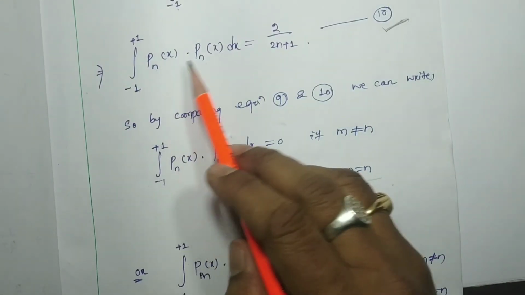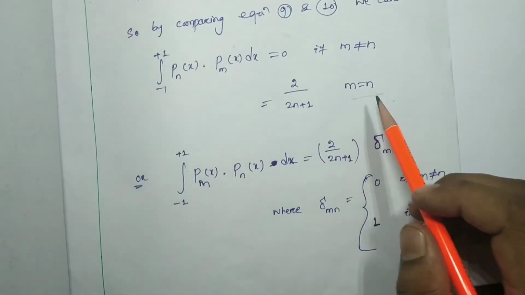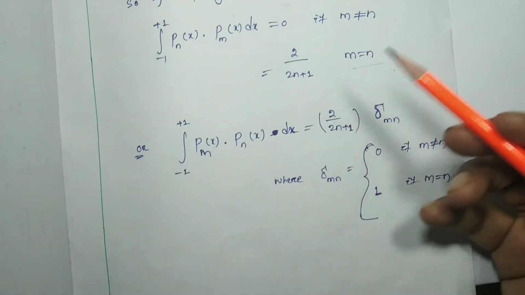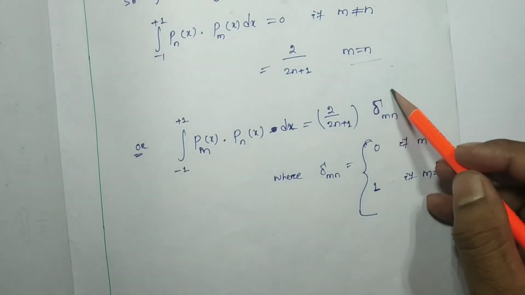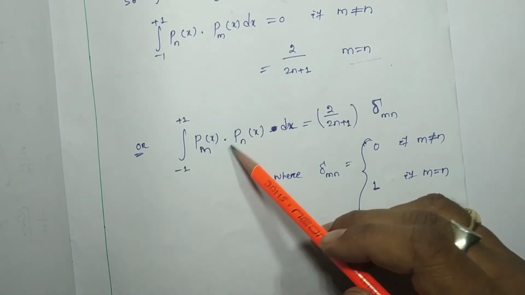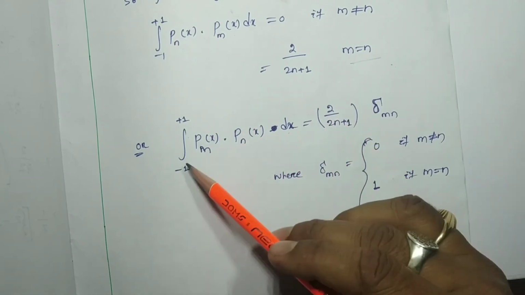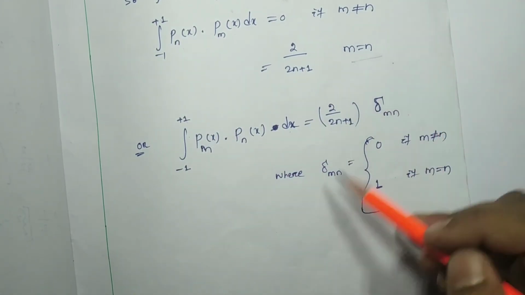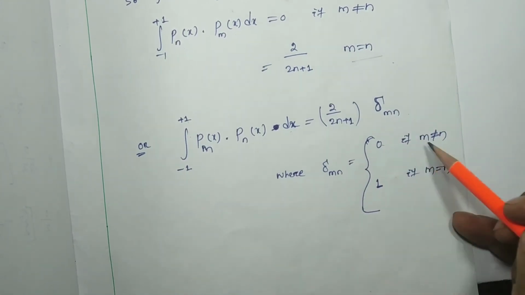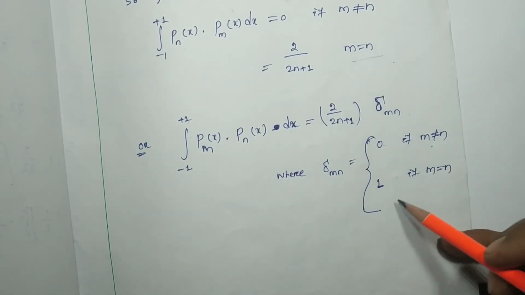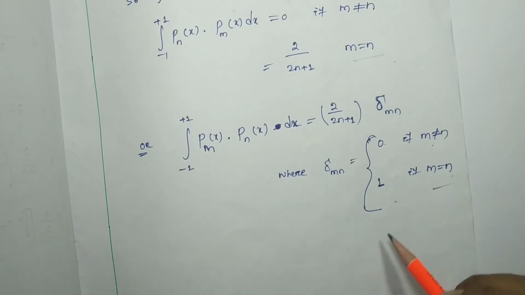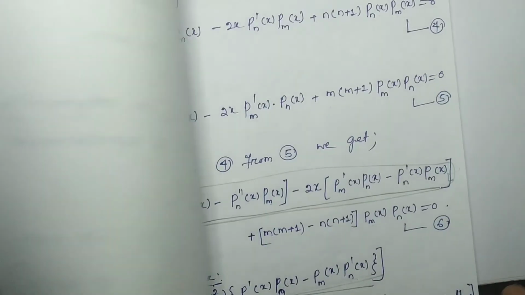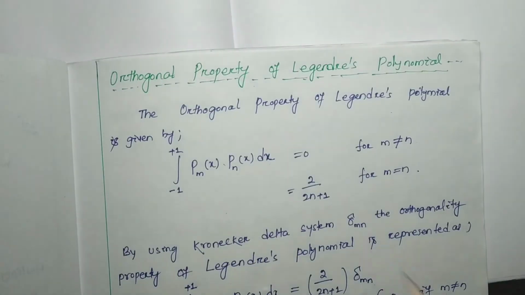Here m equal to n means n, or this can be written with the help of Kronecker delta. So integral from minus 1 to plus 1 of Pm(x) Pn(x) dx equals 2 by 2n plus 1 times Kronecker delta mn. Here the Kronecker delta is 0 if m not equal to n, 1 when m equal to n. So hence proved. This is all about the orthogonality property of Legendre polynomials.